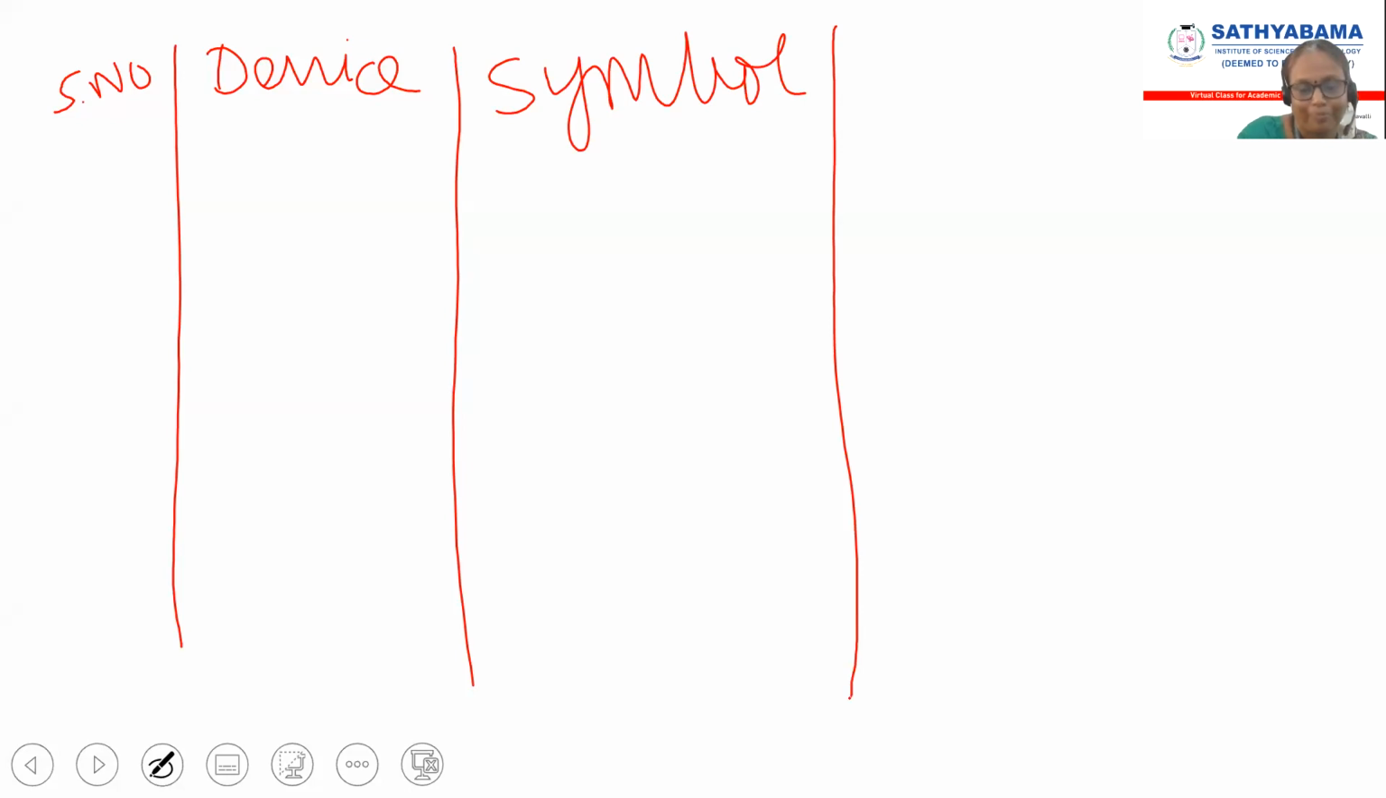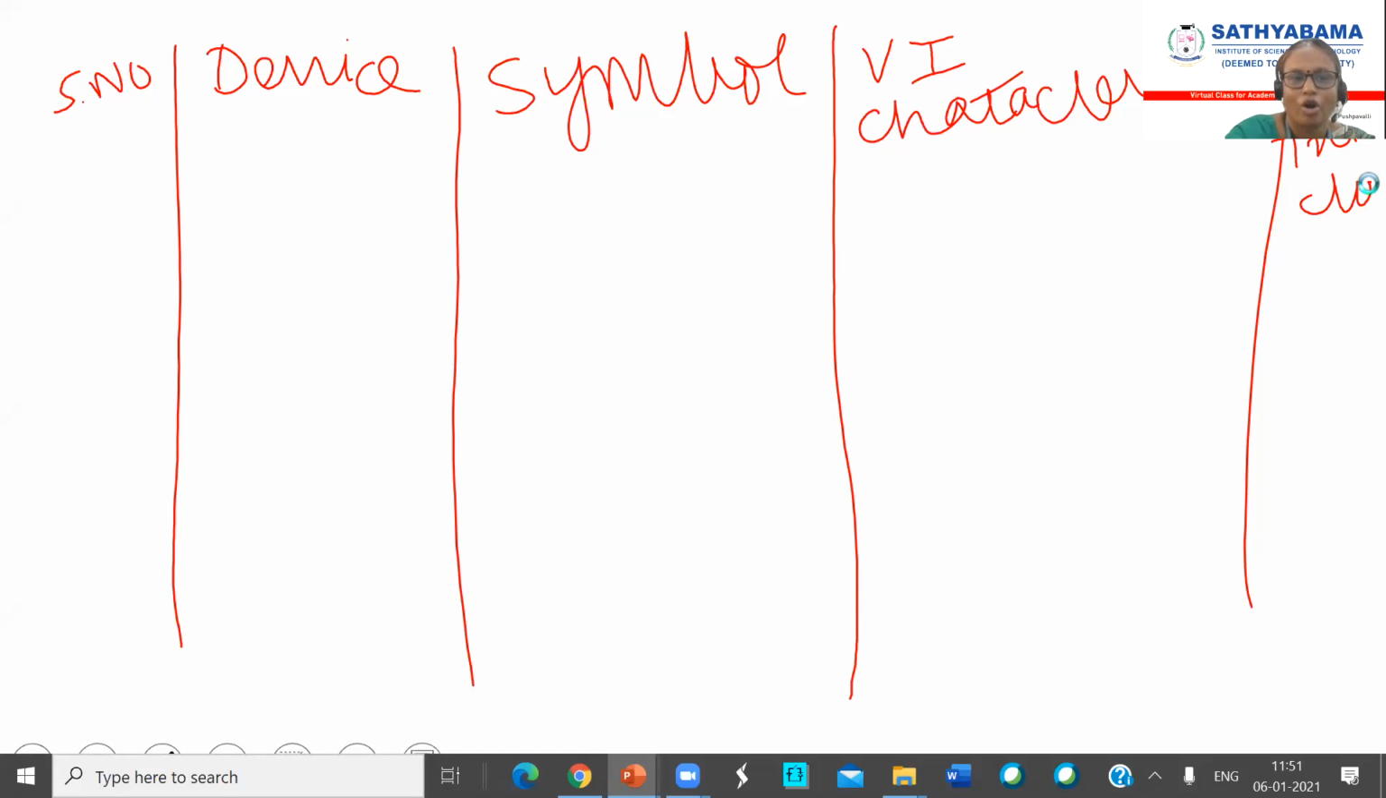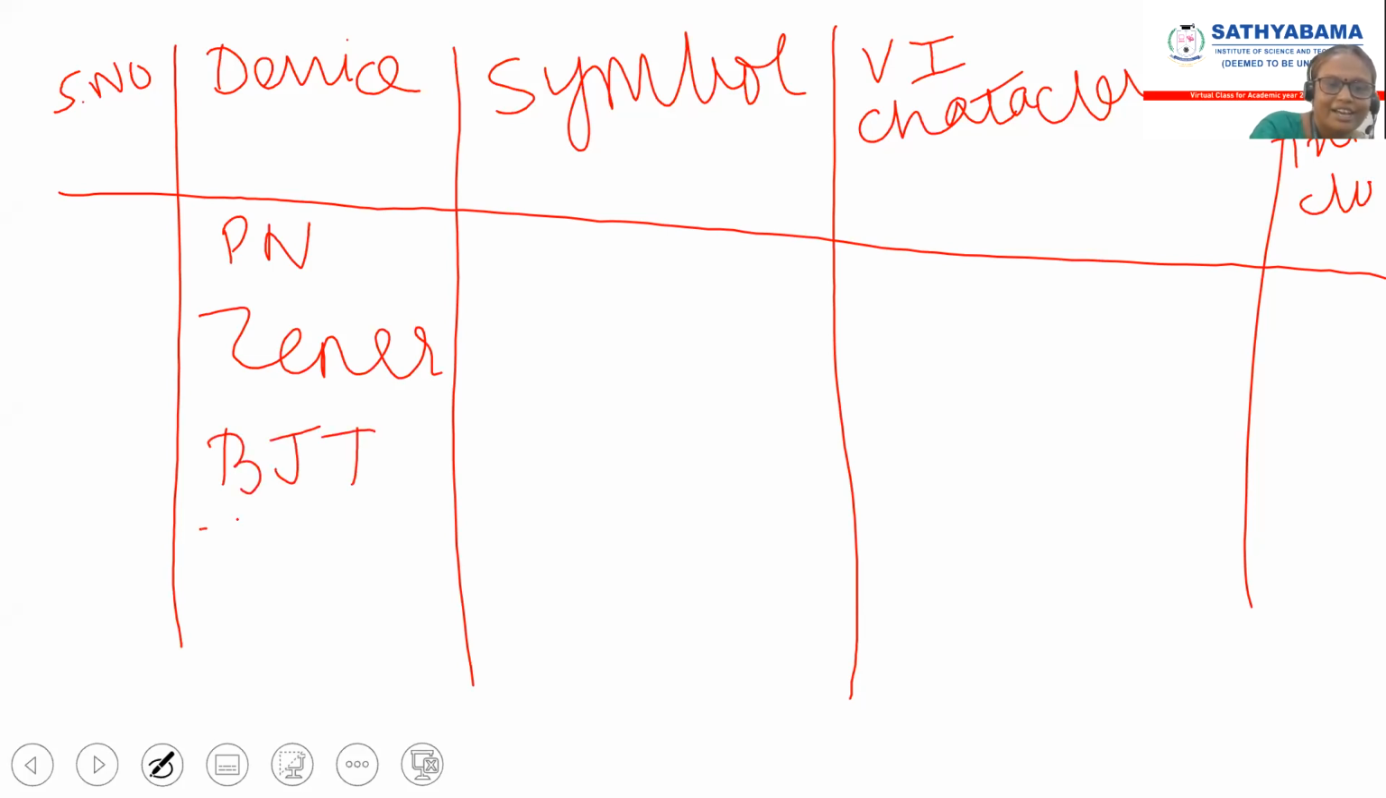Serial number, symbol, and then VI characteristics. All the devices have VI characteristics. Then construction. You are supposed to make this five-column table and write. What are the devices now? PN junction, Zener, BJT, JFET, I am writing in the order in which we have taken. SCR, UJT, and the last one is MOSFET.